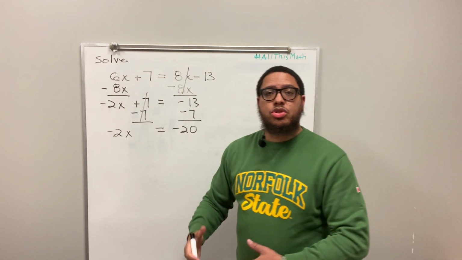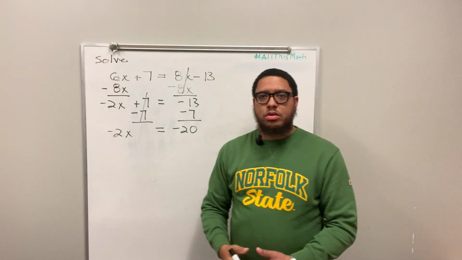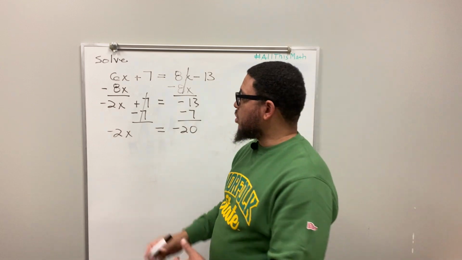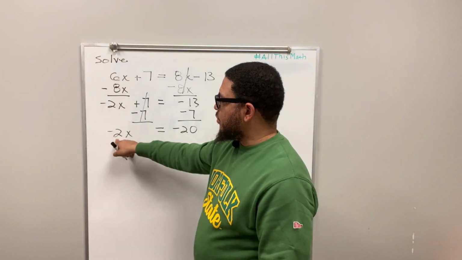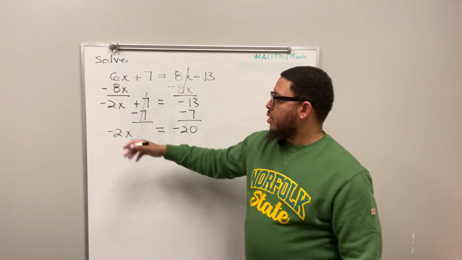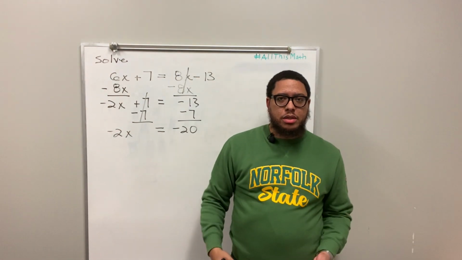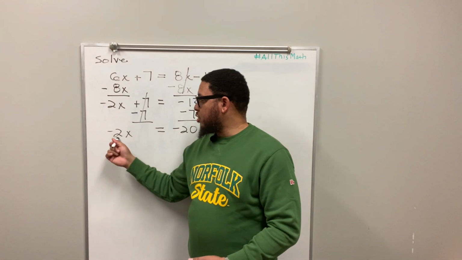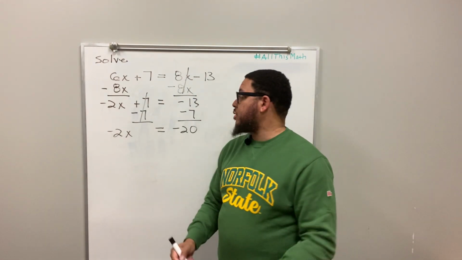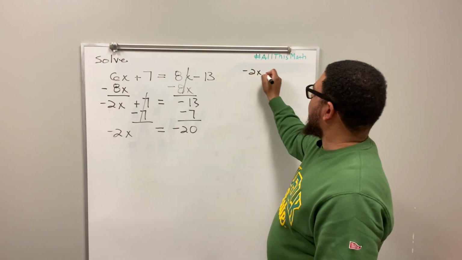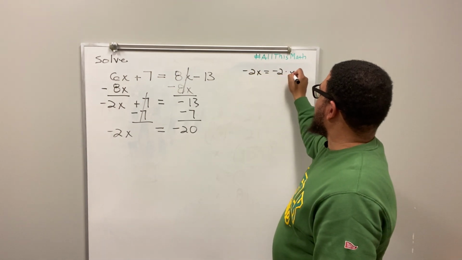Now, we're getting closer to our end result. We're getting closer to our solution. We're getting closer to isolating x by itself. All I got to get rid of now is this negative 2. Now, the question is, what is negative 2 doing? Negative 2 is being multiplied by x. Negative 2x means negative 2 times x. Keep this in mind. Negative 2x equals negative 2 times x.